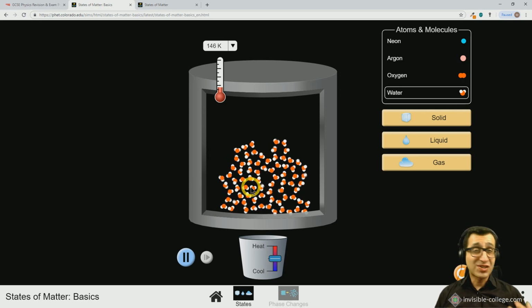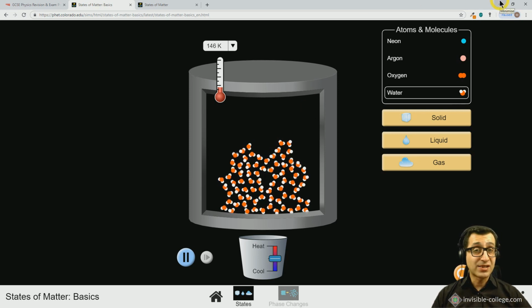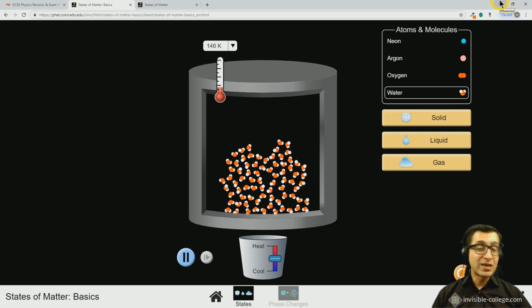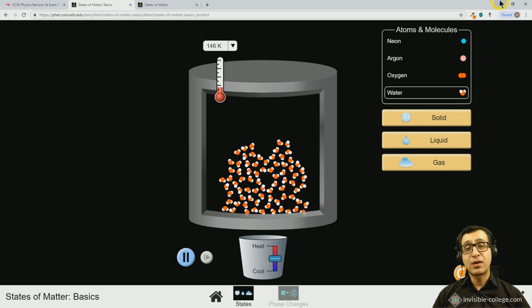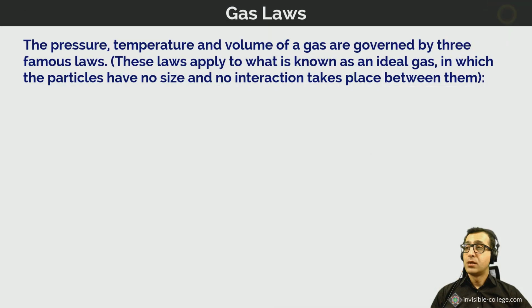And so these are assumptions of kinetic theory which are not necessarily true of real gases per se, but they're true enough that we can use kinetic theory to accurately model the behavior of real gases.